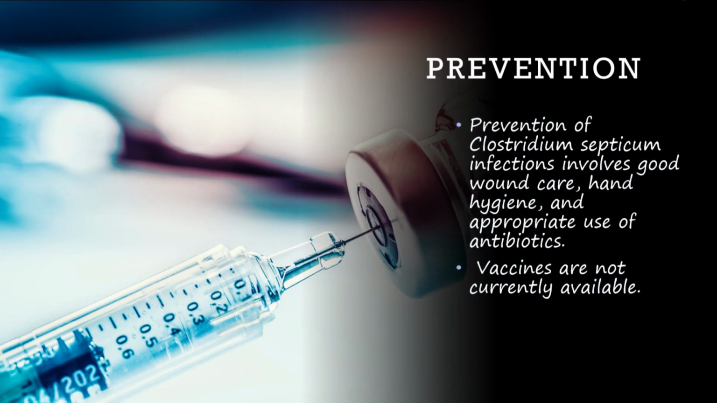Prevention of Clostridium septicum infections involves several measures. Good wound care, including proper cleaning, disinfection, and dressing of wounds, is essential to minimize the risk of infection. Practicing good hand hygiene, such as regular handwashing with soap and water, can help prevent the spread of the bacterium. Appropriate use of antibiotics, including following prescribed dosage and duration, is crucial to prevent the development of antibiotic resistance.